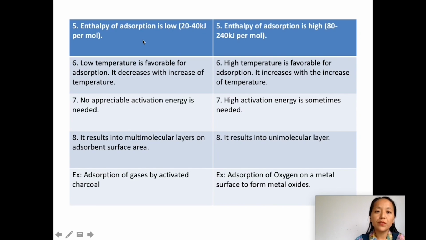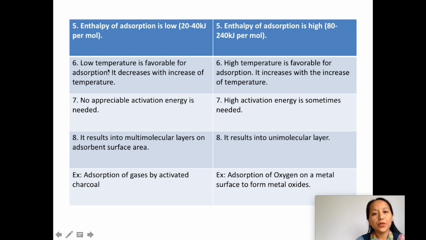So in the case of physical adsorption, the amount of energy released is less compared to the amount of energy released in chemisorption. That is because in chemisorption, there is a formation of chemical bonds which are much stronger compared to the weak van der Waals forces which are present in physisorption.